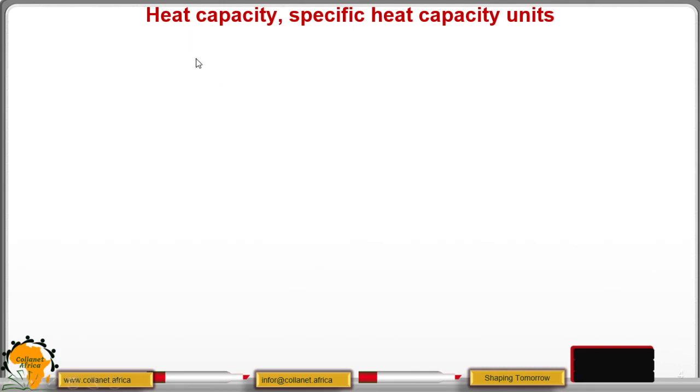Hello student, welcome to our first lesson in this topic where we are going to look at heat capacity, specific heat capacity and their units.